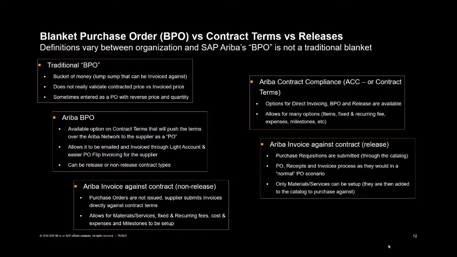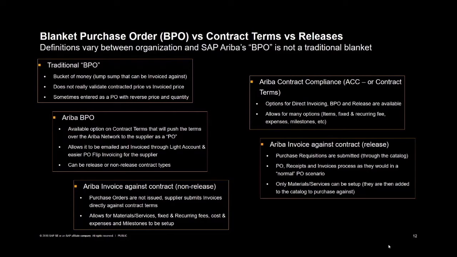An Ariba blanket purchase order, however, is very different than that. That is an available option on these contract terms that will push these to the network as a purchase order. And so it creates a purchase order on the supplier's Ariba network account, and really the difference is how the supplier can access and invoice that. On the non-BPO option, they actually have to go into their network account, choose you, and then select create contract-based invoice. That pulls them into your system and your site where they can then see those line items to create that invoice. So very different from a traditional BPO.